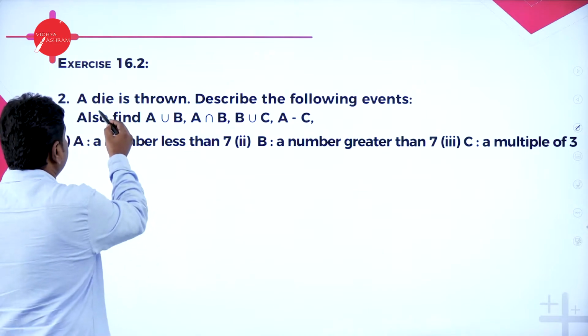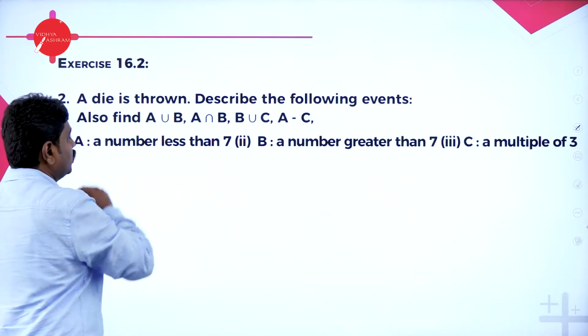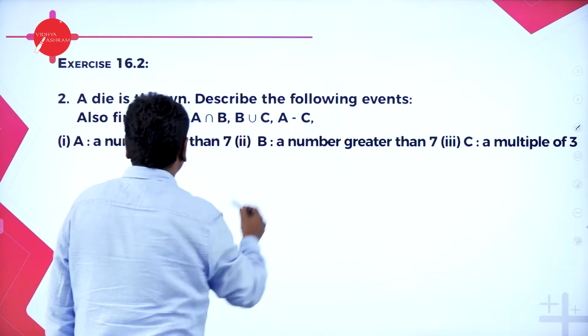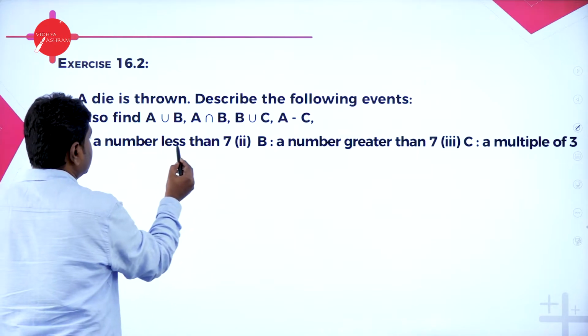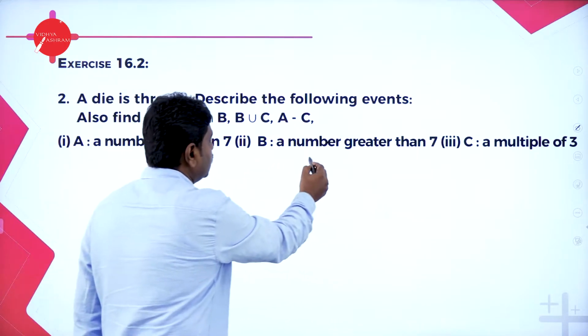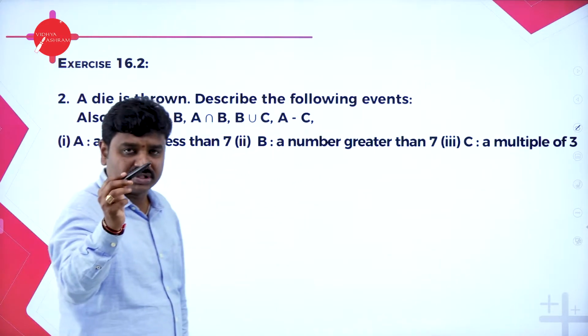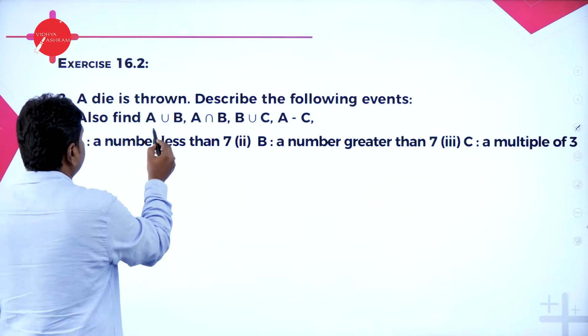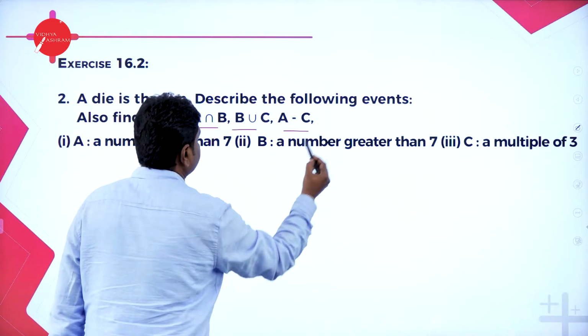So, a die is thrown. Question 2. A die is thrown. Describe the following events. Event A is a number less than 7. Event B, number greater than 7. Event C, multiple of 3. 3 events they want you to describe. And also find A union B, A intersection B, B union C, A minus C.